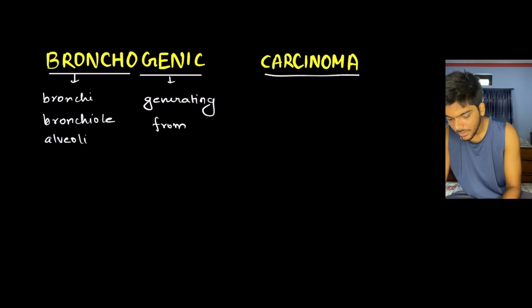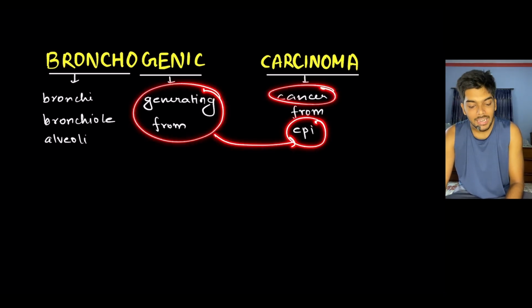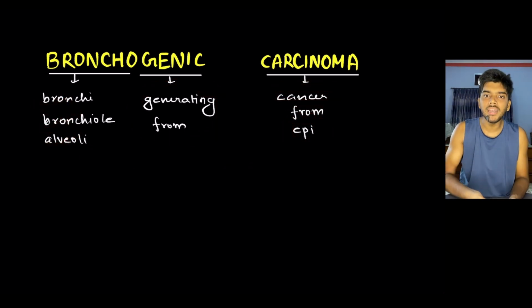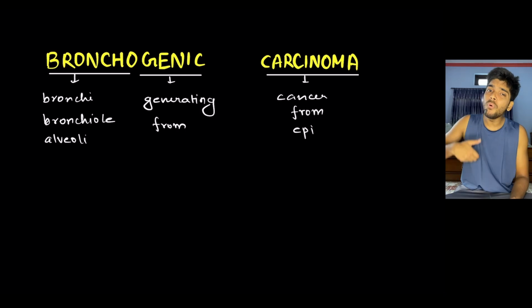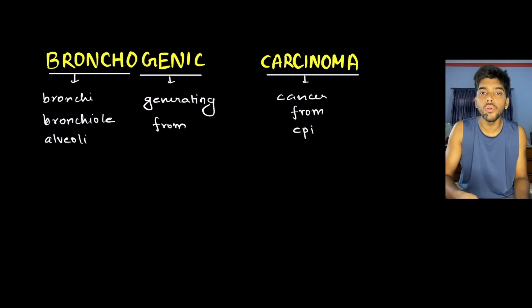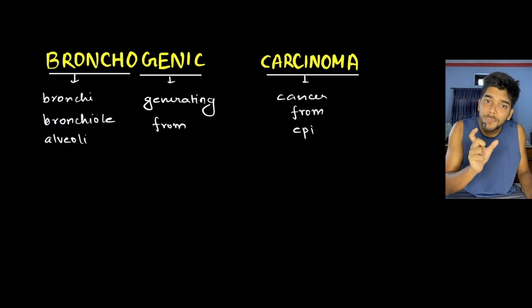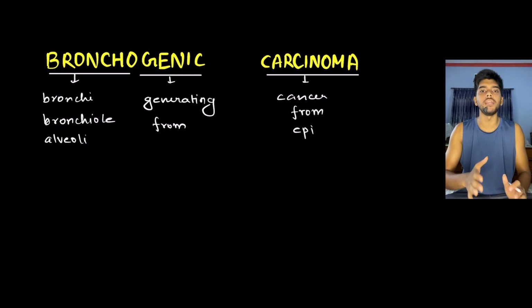And carcinoma is cancer arising from epithelium. So bronchogenic carcinoma refers to cancer generating from epithelium lining bronchi, bronchiole and alveoli. Or in simpler terms, bronchogenic carcinoma refers to cancers arising from bronchi, bronchiole and alveoli. Or in even simpler terms, bronchogenic carcinoma refers to lung cancer. But not just any lung cancer: arising from respiratory epithelium present within the lung lining bronchi, bronchioles and alveoli.